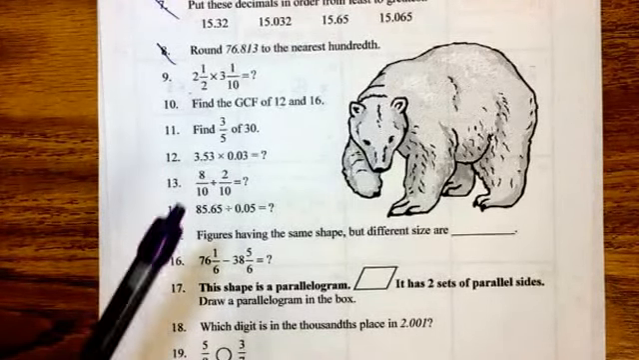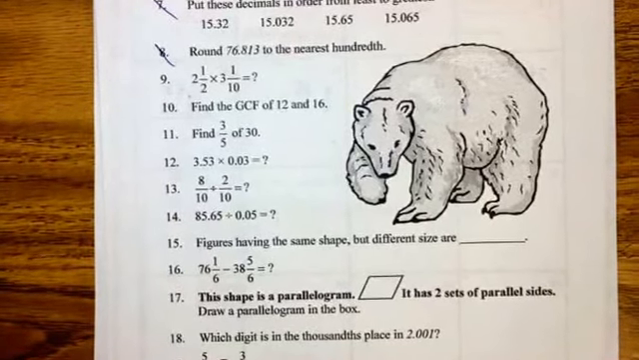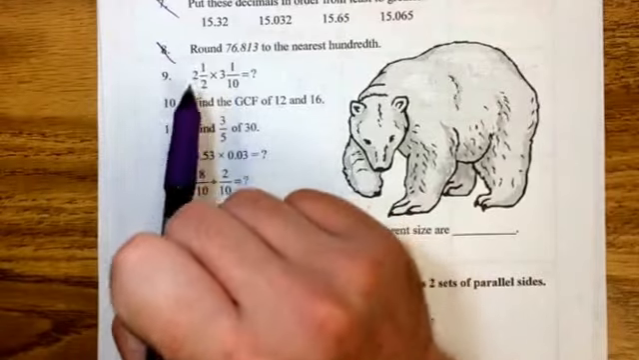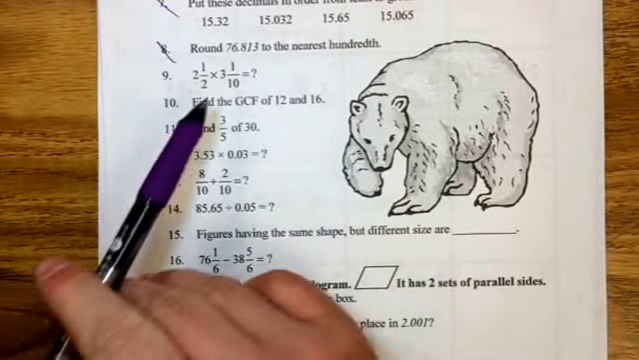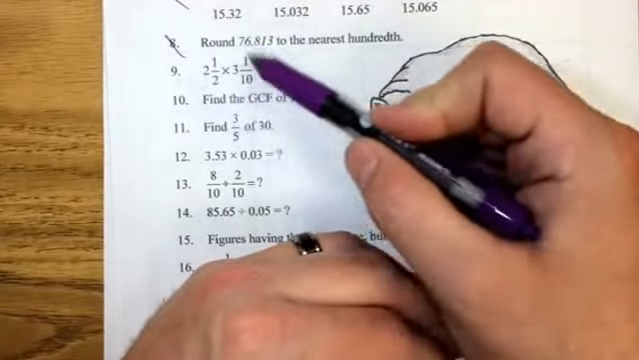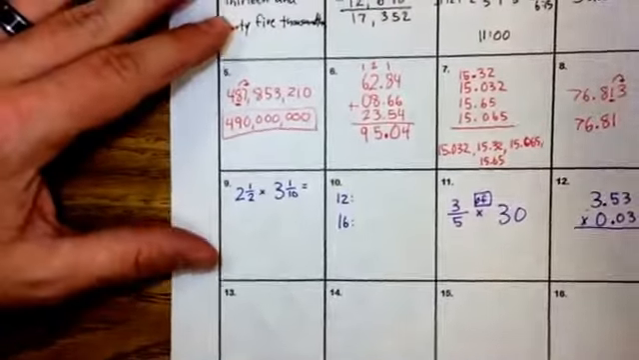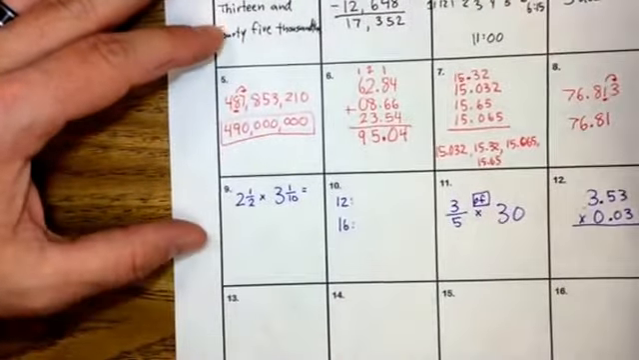All right. We have problems number 9 through 12 today for our bell ringer. So first they want us to look at 2 1/2 times 3 1/10. And this is one of those problems that you cannot multiply these two numbers without converting to an improper fraction. So that's the first thing that I'm going to do is convert these both to improper fractions.